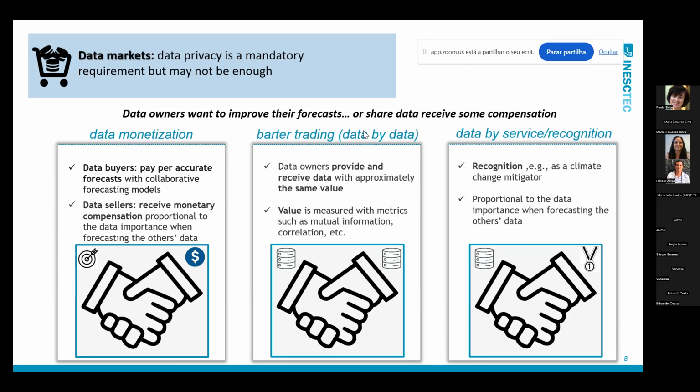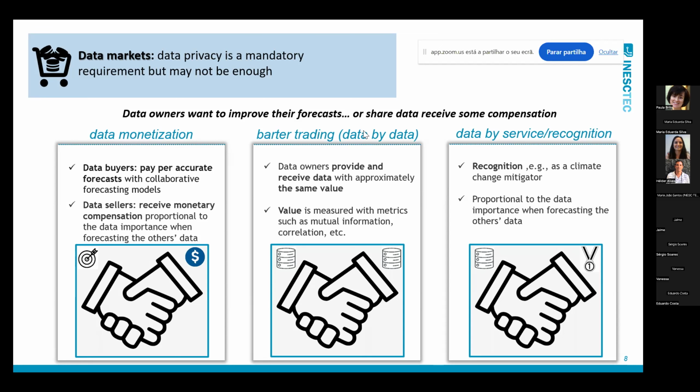And finally, the third group is about sharing data to receive some service or some recognition. An example: we share data with Google, and we are fine with that, more or less, because we have many free services like Google Maps. And this is an example of data by service. So we share data to receive a service.